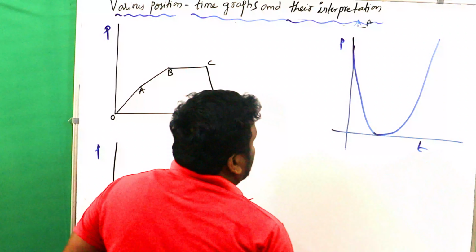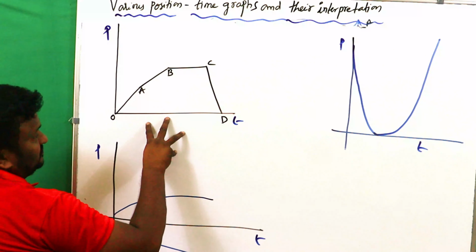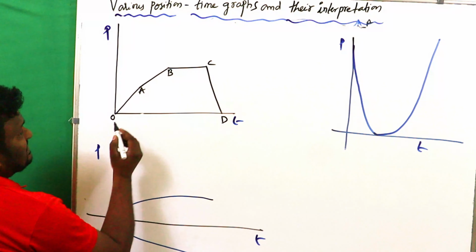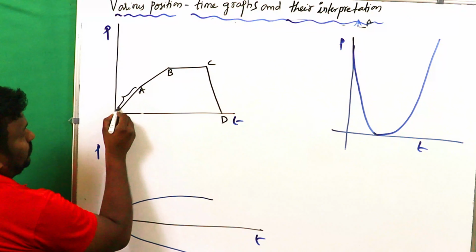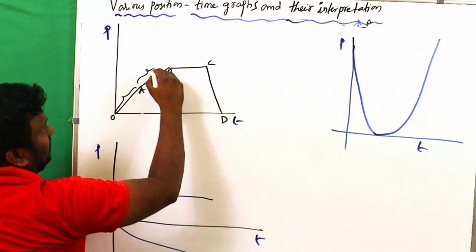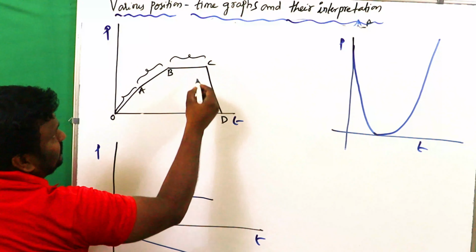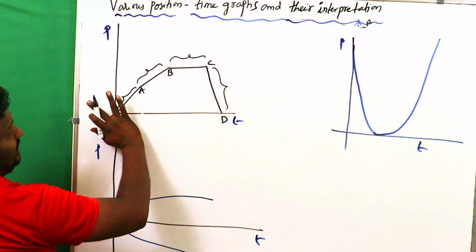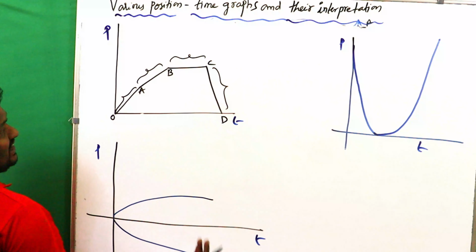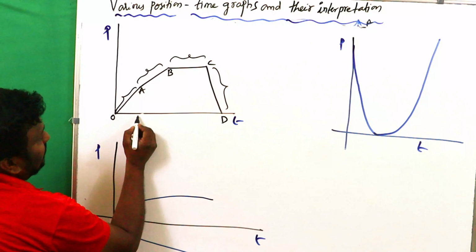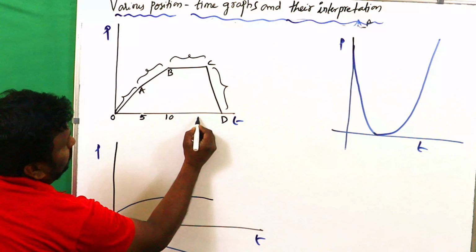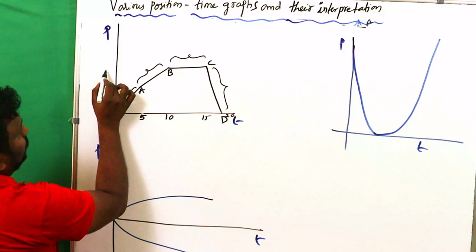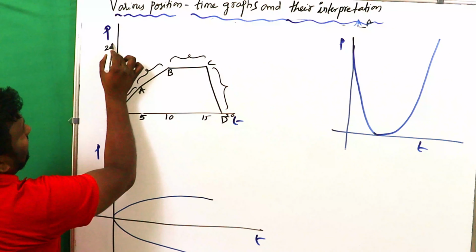Look at the first graph. The velocity changes from one straight line to the next. From O to A there is one velocity, from A to B another, B to C also different, and C to D also different. When the position of the particle changes in this way, the velocity changes. For example, here I am taking 5, 10, 15 and 20, and on the other axis 10, 15, 20.